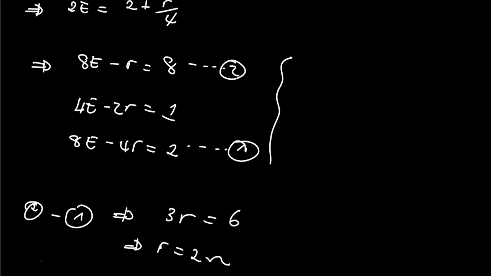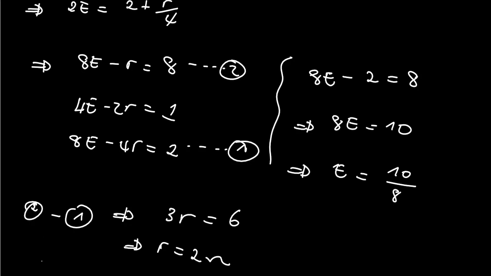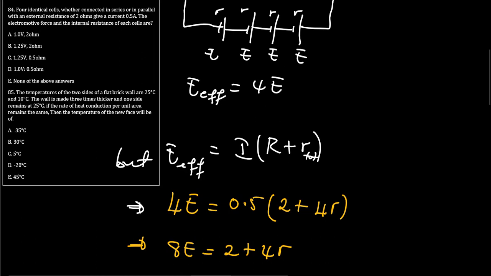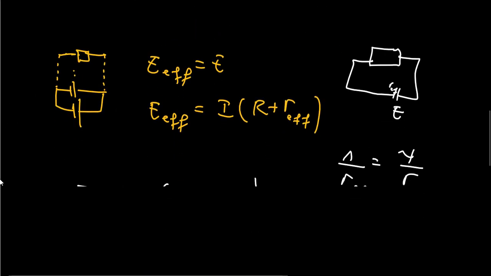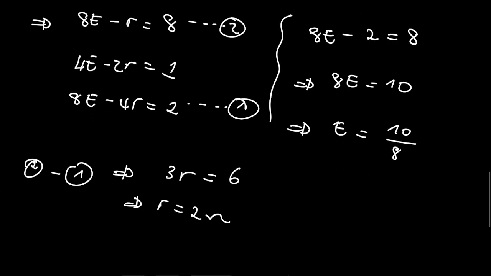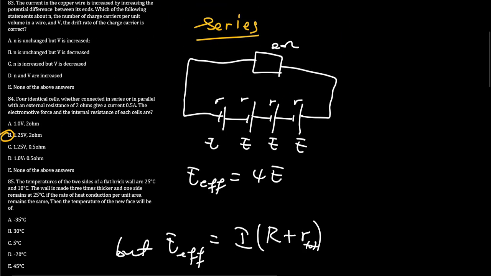And so replacing the value of the internal resistance in any of those equations, say in 2 I have 8E minus 2 is equal to 8, and so I get 8E is equal to 10, from where we have E is equal to 10 divided by 8, which is the same as 5 on 4, equivalent to 1.25. So the correct option will be 1.25 volts and 2 ohm. So the correct option is option B.